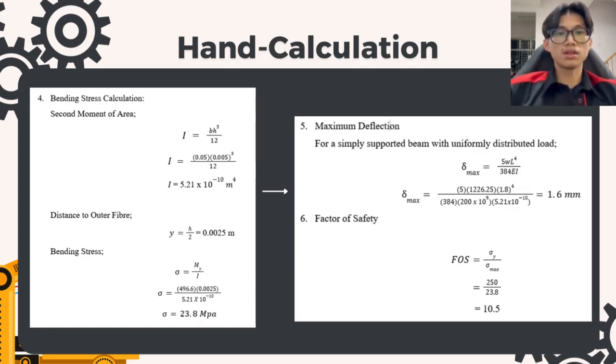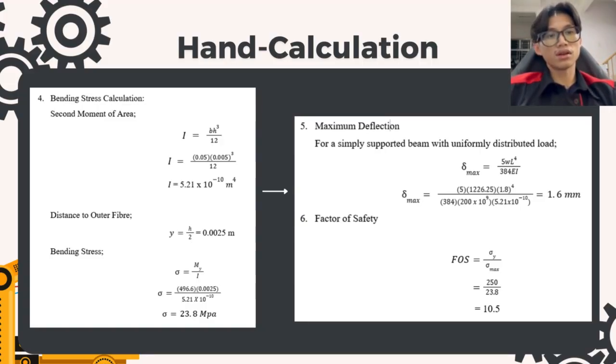For the bending stress calculation, the second moment of area is BH cubed over 12, and the answer is 5.21 times 10 to the power of negative 10 meter to the power of 4. For the bending stress, the formula is equal to My over I, and the answer is 23.8 megapascal.